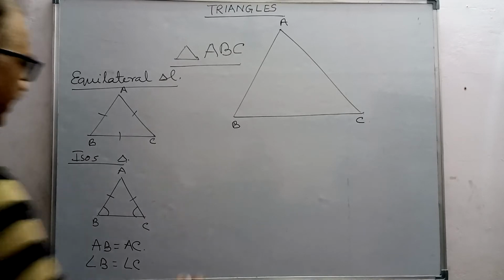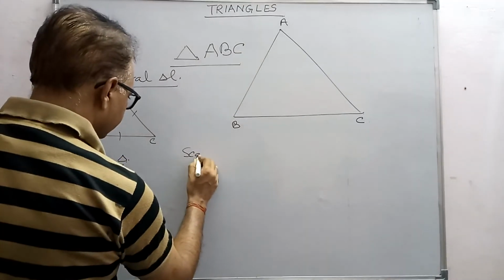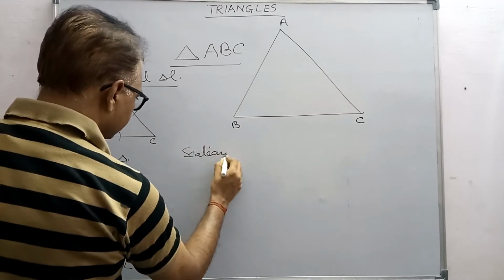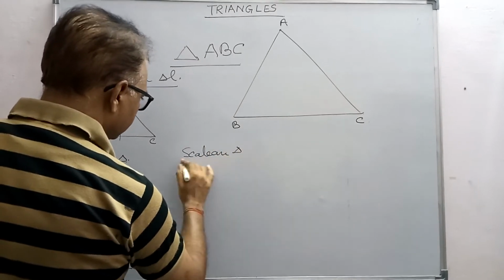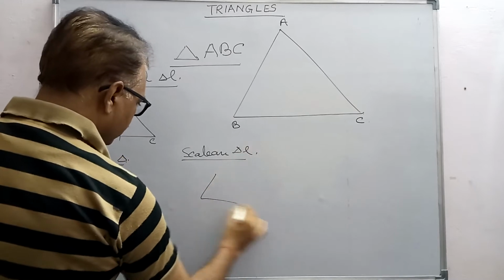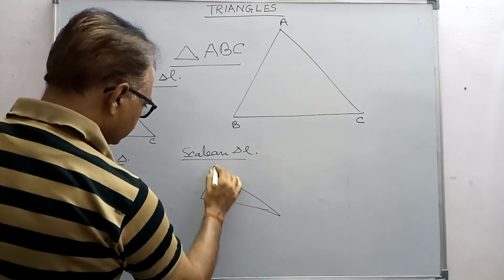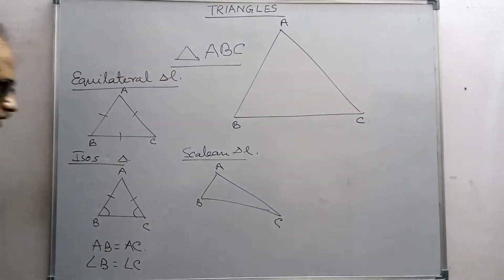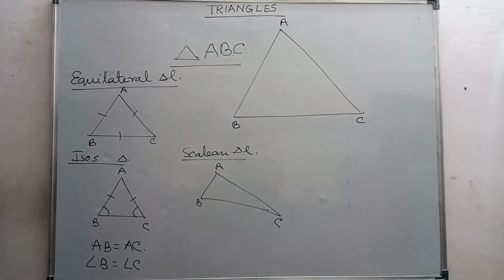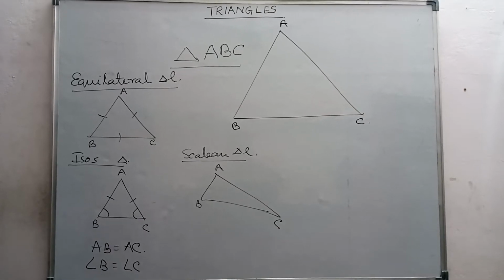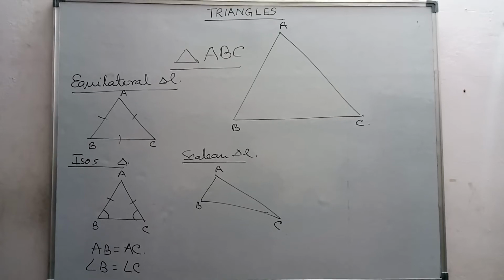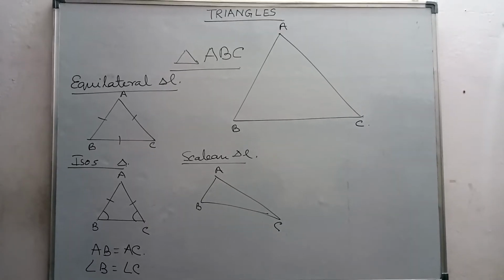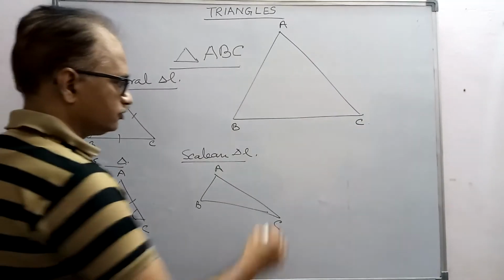Then third is the scalene triangle. In a scalene triangle, all three sides are unequal. ABC. No side is equal here. That's a scalene triangle. So we have three types of triangles: equilateral triangle, isosceles triangle, and scalene triangle. Now, on the basis of angles, there are again three types of triangles.